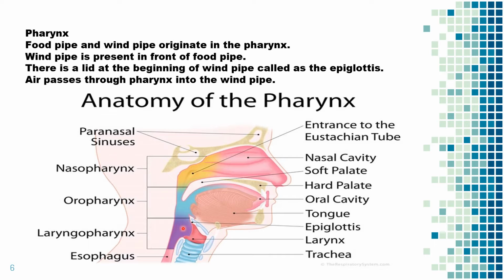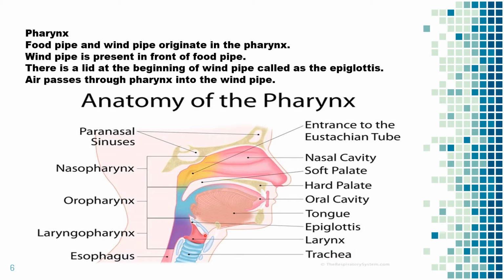The food pipe and the windpipe originate from the pharynx. So you see, this is your pharynx. The pharynx further continues as a food pipe and the windpipe. So this is a common place for the food and air to pass. When we eat, the food will pass into the food pipe, and when we breathe in, the air will move from the nose to the pharynx and from the pharynx into the windpipe. You will find that the windpipe is in front of the food pipe. So the food pipe is behind. The food pipe is also called the esophagus, and the windpipe is also called the trachea.